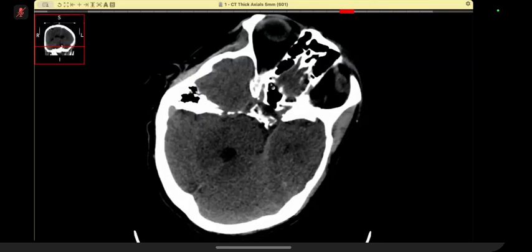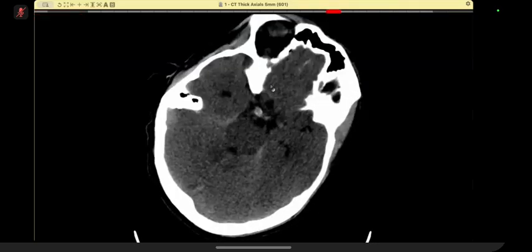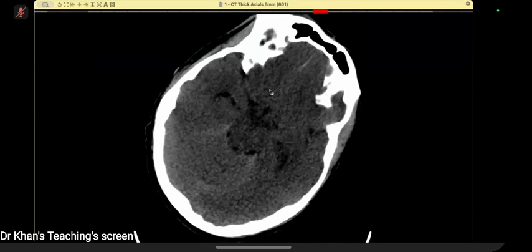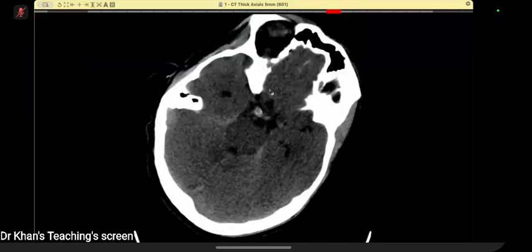What will you do? Sir, I will do an MRI, contrast enhanced MRI, because I have a suspicion that it is acute mastoiditis with bony erosion. So I'm quite concerned about the adjacent venous sinuses, to rule out any involvement.